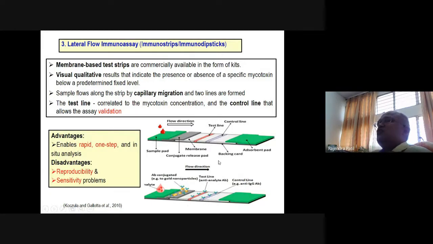And it is very useful and very easy, and it is portable, and it is a rapid test. Within a few minutes we can get the result, like a pregnancy test kit, whether the animal or the individual is pregnant or not. In a similar way, this one also has a disadvantage: reproducibility and sensitivity problems with this lateral flow immunoassay.